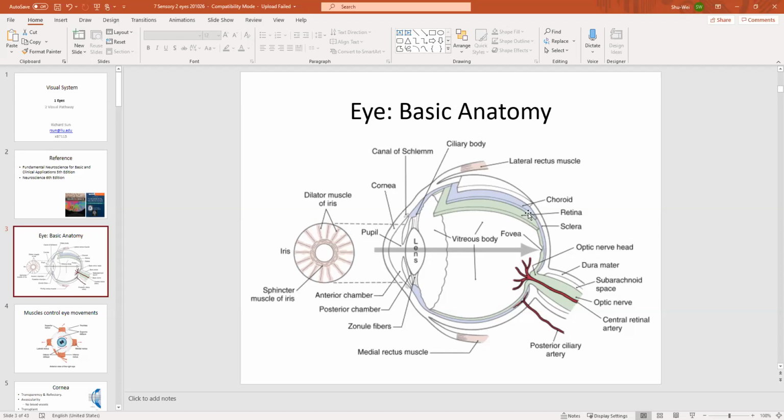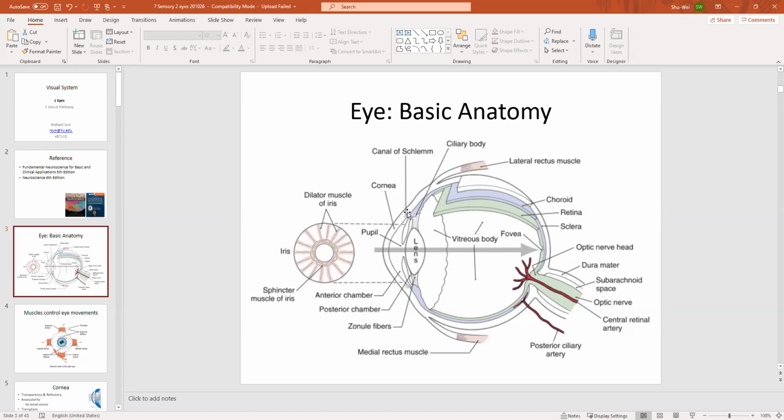Underneath this retina, we have the choroid. The choroid is the layer that provides the blood supply. This blood supply is provided by the posterior ciliary artery. And then underneath that, we have the sclera right here. If we extend it, we can see that the sclera is up to here.